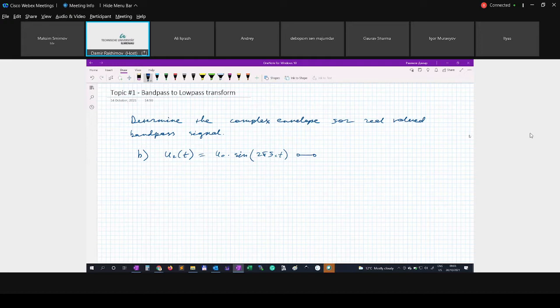So here we have a pure imaginary spectrum, which includes two frequency delta pulses. And we can write it as U0 over 2J times the delta pulse at frequency F minus Fc, minus the delta pulse with amplitude U0 over 2J at F plus Fc.